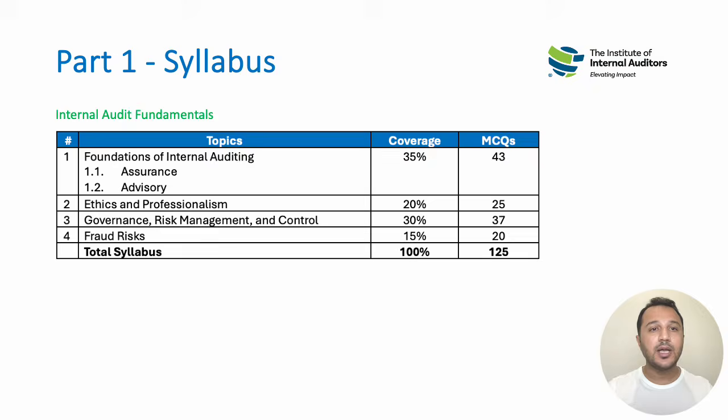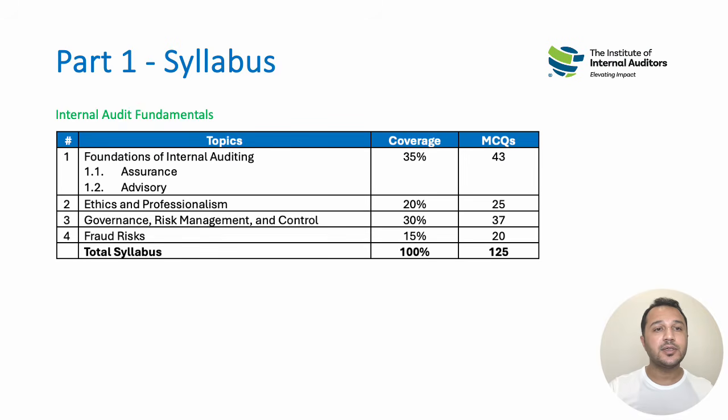This is a snapshot or overview of the IIA resource, Institute of Internal Auditors resource, where they have highlighted these four areas, and they have mentioned how much coverage is from the exam perspective. So foundation of internal audit, inclusive of the ethics and types of audit engagement, assurance, and advisory, makes up 35% of the overall syllabus. You can presume out of 125 MCQs, 40 plus MCQs might be coming from this area.